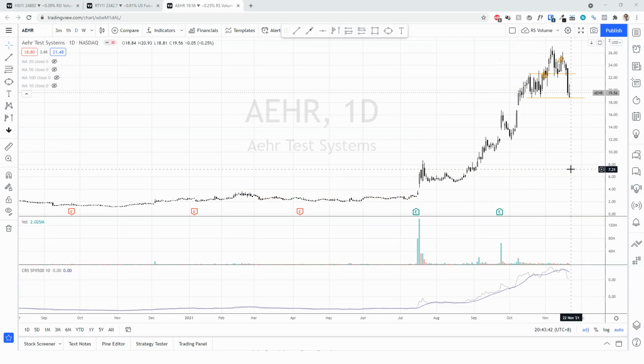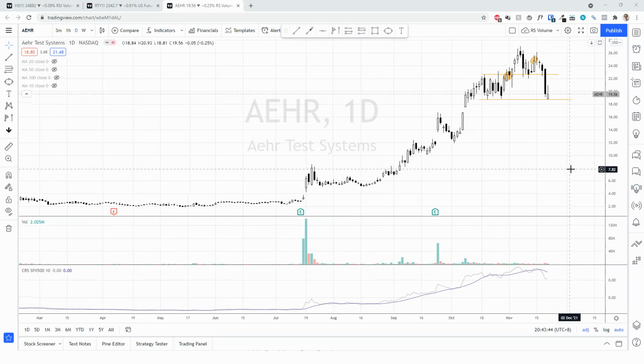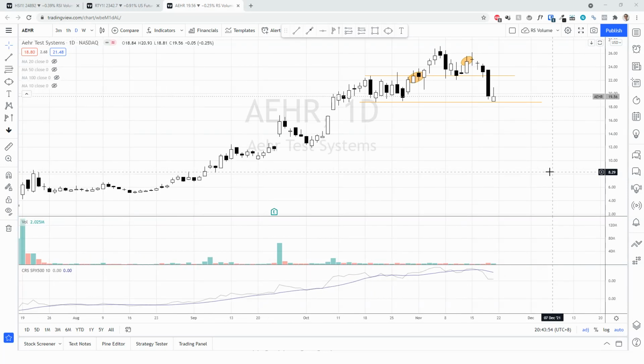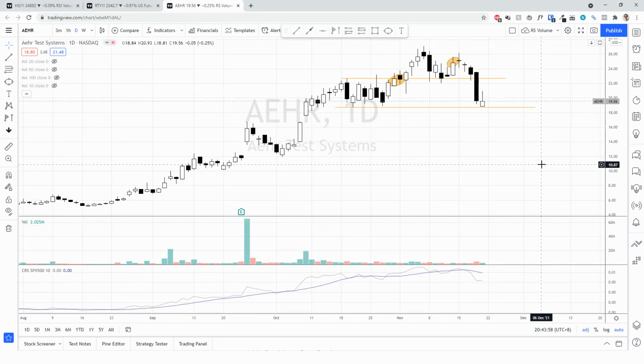So usually I pay a lot of attention to these stocks, but we need to bear in mind that these sort of multi-baggers tend to be very volatile as well, and you might need to have a smaller position with a wider stop to manage that. Okay, so that's AEHR. I will still keep monitoring that.